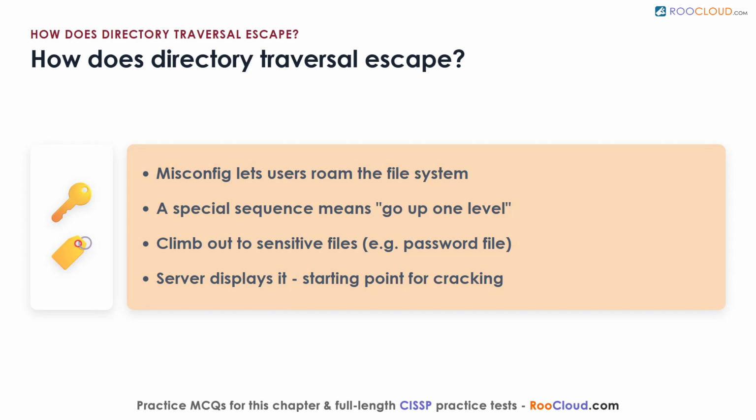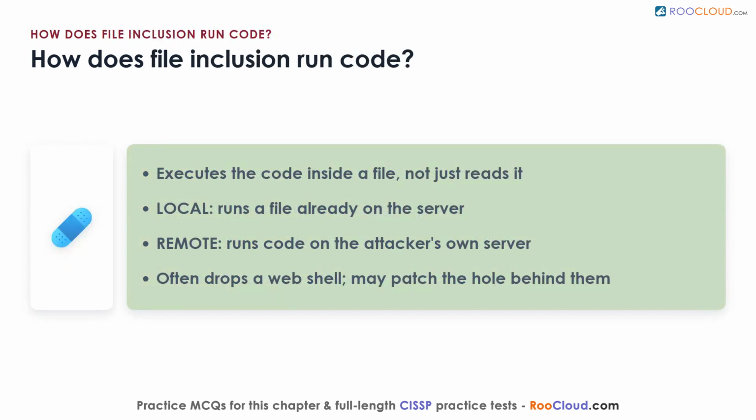Picture a hotel keycard that, through a flaw, also opens the door to the basement records room. How does file inclusion turn browsing into code execution? File inclusion takes traversal one dangerous step further. Instead of just reading a file and showing it to the attacker, it actually executes the code inside that file. There are two variants. Local file inclusion runs a file already sitting somewhere on the server, working much like traversal but with execution. Remote file inclusion is worse, letting the attacker run code hosted on a completely different server they control, without ever placing a file on yours.